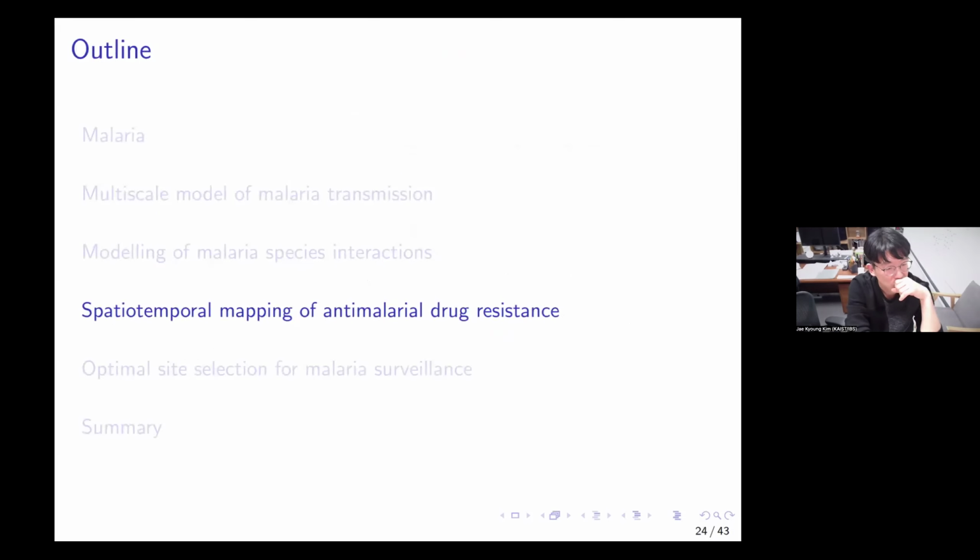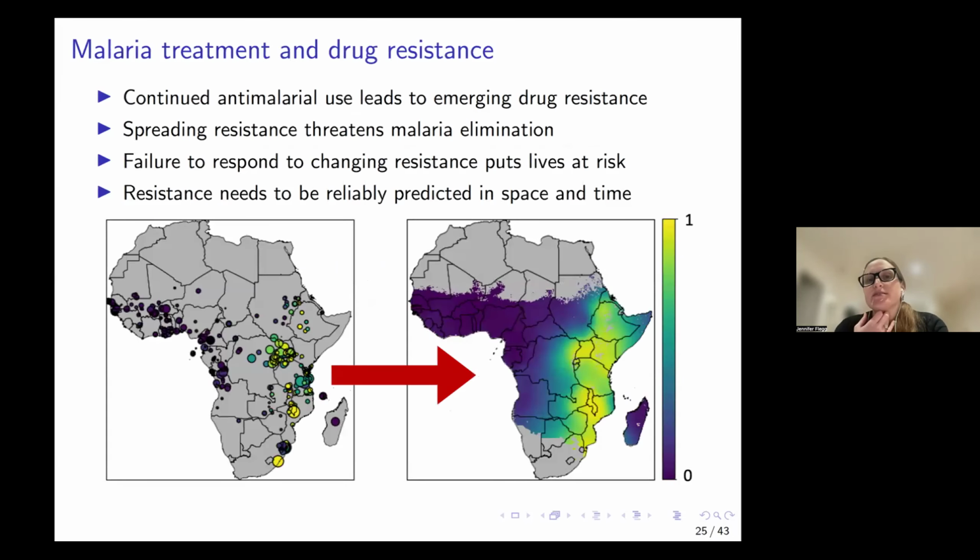Okay, so I wanted to leave transmission modeling behind and now move over to spatial mapping of drug resistance. Drug resistance emerges whenever you expose the parasites to drugs, and this has historically happened to all the drugs that have been used to treat malaria. There's always been resistance that's emerged, and it's this spreading resistance which is a major threat to eliminating malaria.